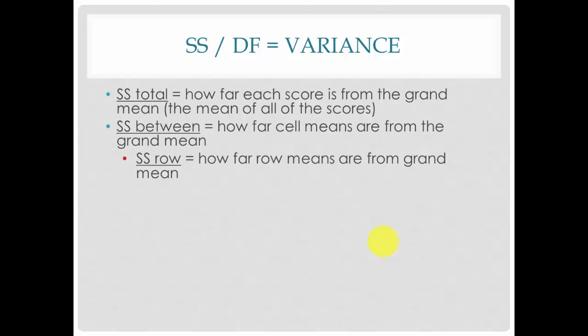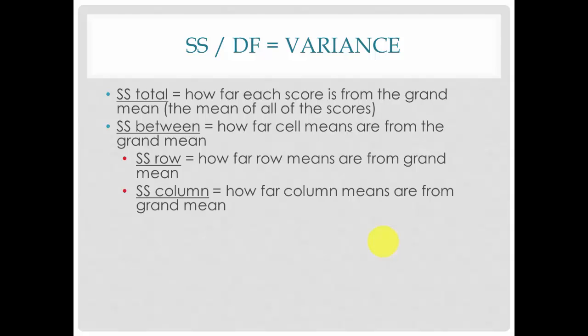Sums of squares between, as I said, is divided into three different categories, but remember that sums of squares between is how far the cell means are from the grand mean, and we look at that by row, by column, and by interaction, which is going to be the total sums of squares minus the row and the column. And so sums of squares between, remember, is our effect.